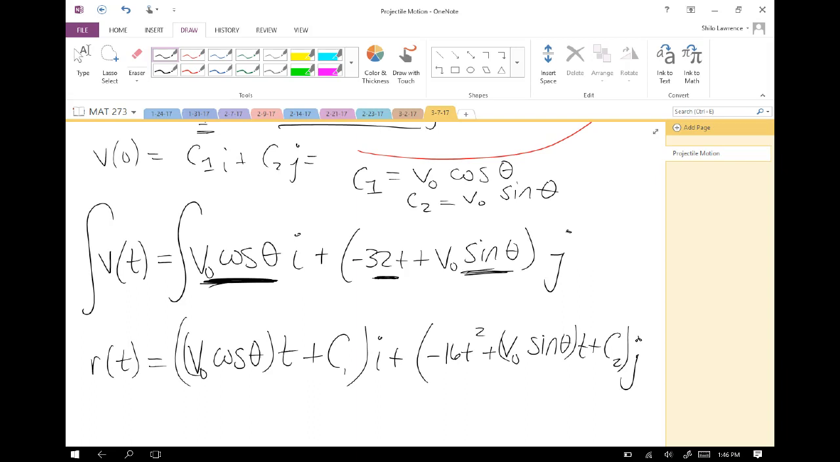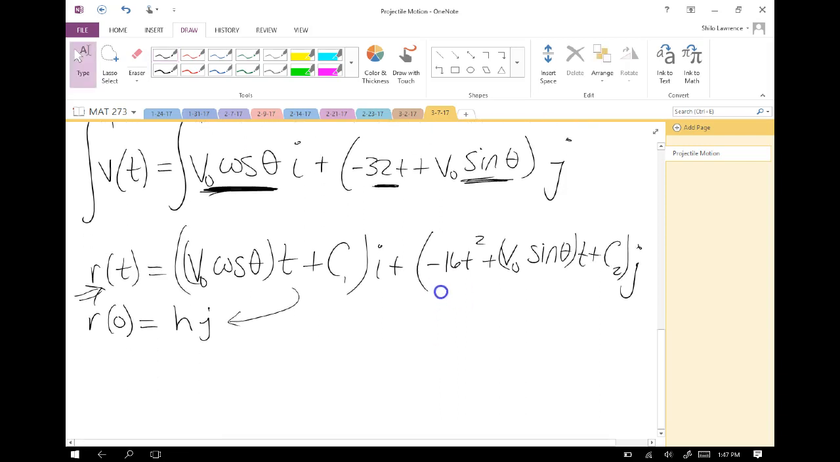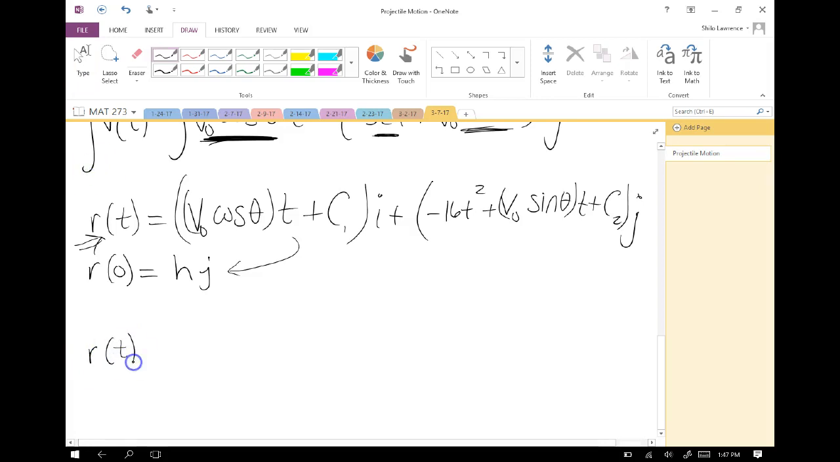And we were given an initial condition for position. We were given an initial height. We are told that r of 0 is hj. We'll be given an initial height that the projectile will start at. So if we plug 0 into what we got for our antiderivative, if we plug 0 in for the t's, we can compare it to this and solve for our new set of arbitrary constants. And then we'll have just the basic setup for projectile motion that we can use for all of these projectile motion problems.